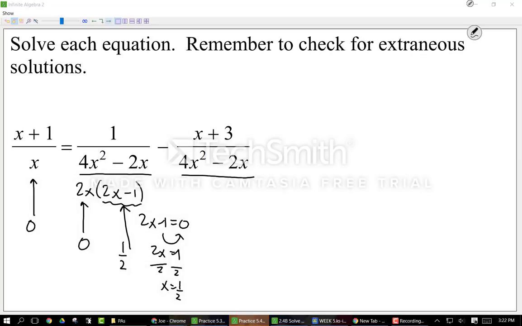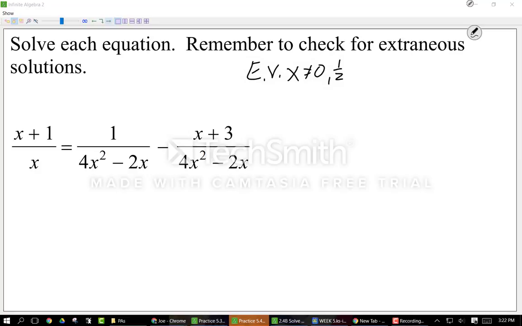And because this is the same, I have 2 excluded values. X cannot be 0 or 1/2. So that's the first step, finding excluded values.